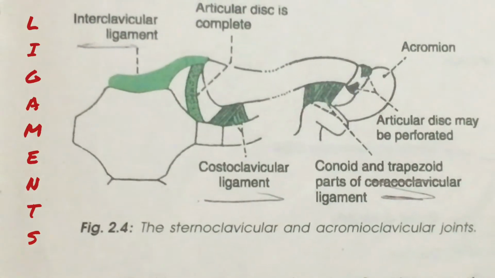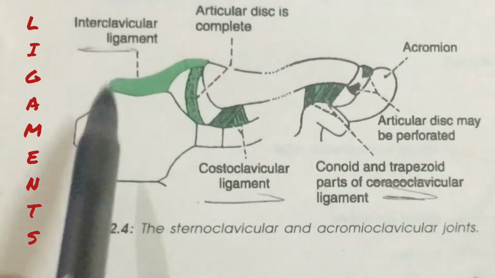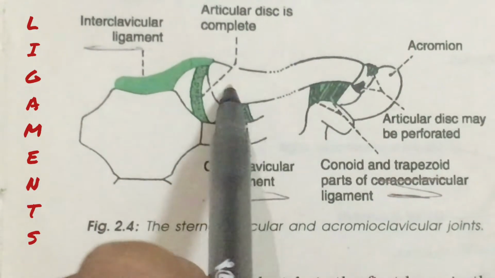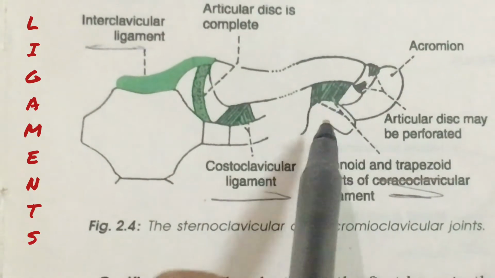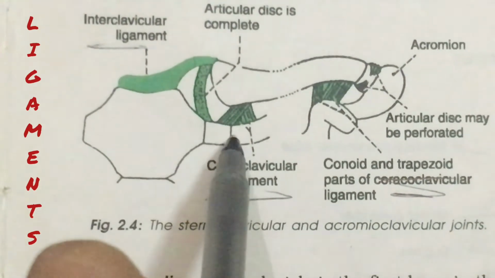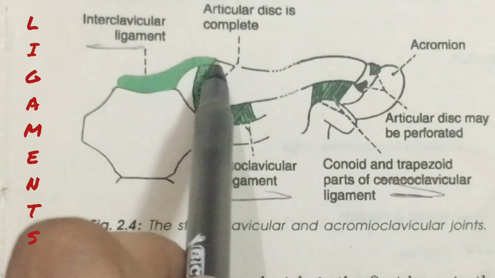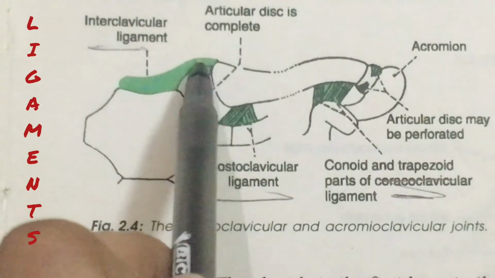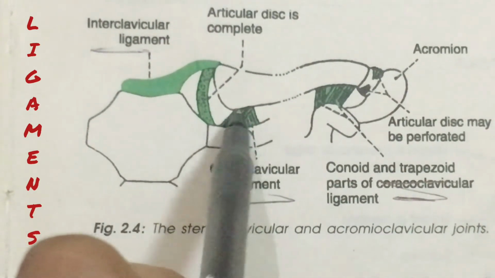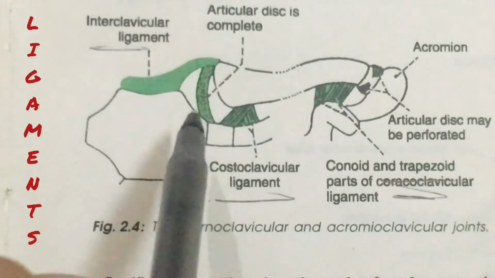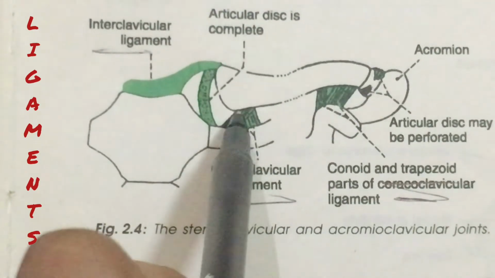Now let's talk about the ligaments. There are three ligaments that we have to remember here. This is the sternum, the clavicle, the medial end, the lateral end. This is the acromion process of the scapula and the coracoid process of the scapula, and this is the rib. Like we already discussed, the medial end of the superior surface gives attachment to the interclavicular ligament, and the oval impression inferiorly gives attachment to the costoclavicular ligament. This is the rib, therefore costoclavicular ligament.